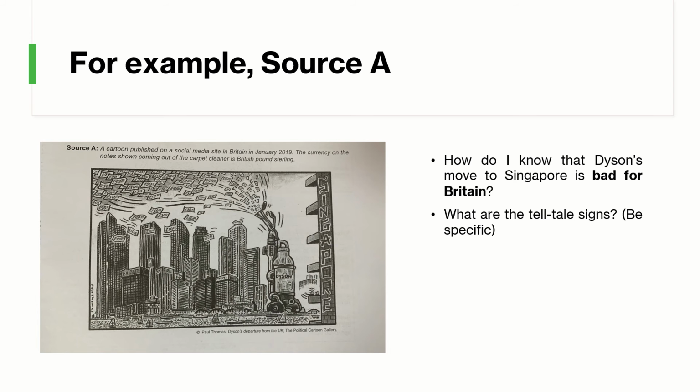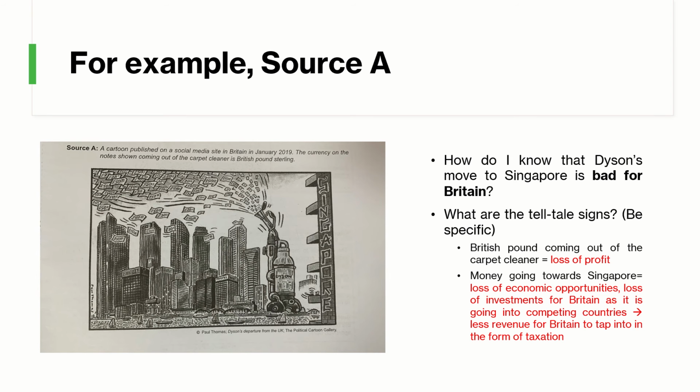The telltale signs, basically the criteria I will establish to know that the move is bad for Britain: if the British pound is coming out of the carpet cleaner, I will infer this to be a loss of profit. Or money going towards Singapore, I will infer that this means loss of economic opportunities and loss of investments for Britain, because now it's going into competing countries like Singapore, which means there's less revenue for Britain to tap into in the form of taxation. So these are the telltale signs, criteria, or even word bank, words that you should be weaving into your elaboration later on. I think it's also good to build up your repertoire of vocabulary.